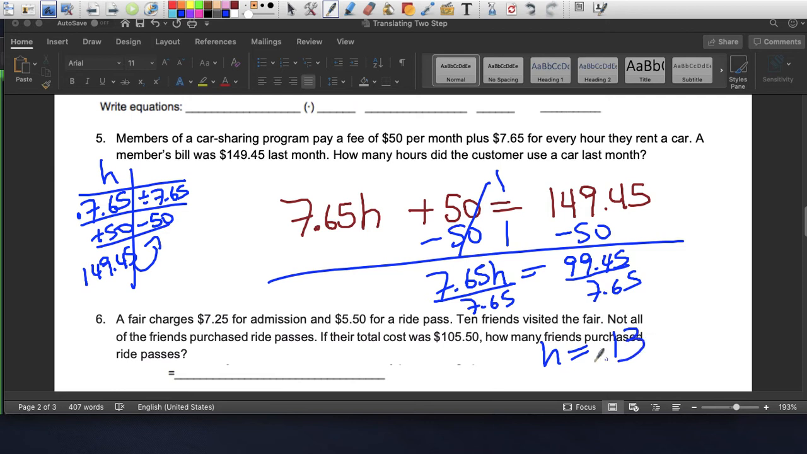So how many hours did that person drive? Well, they drove 13 hours. Right, that makes sense, right?